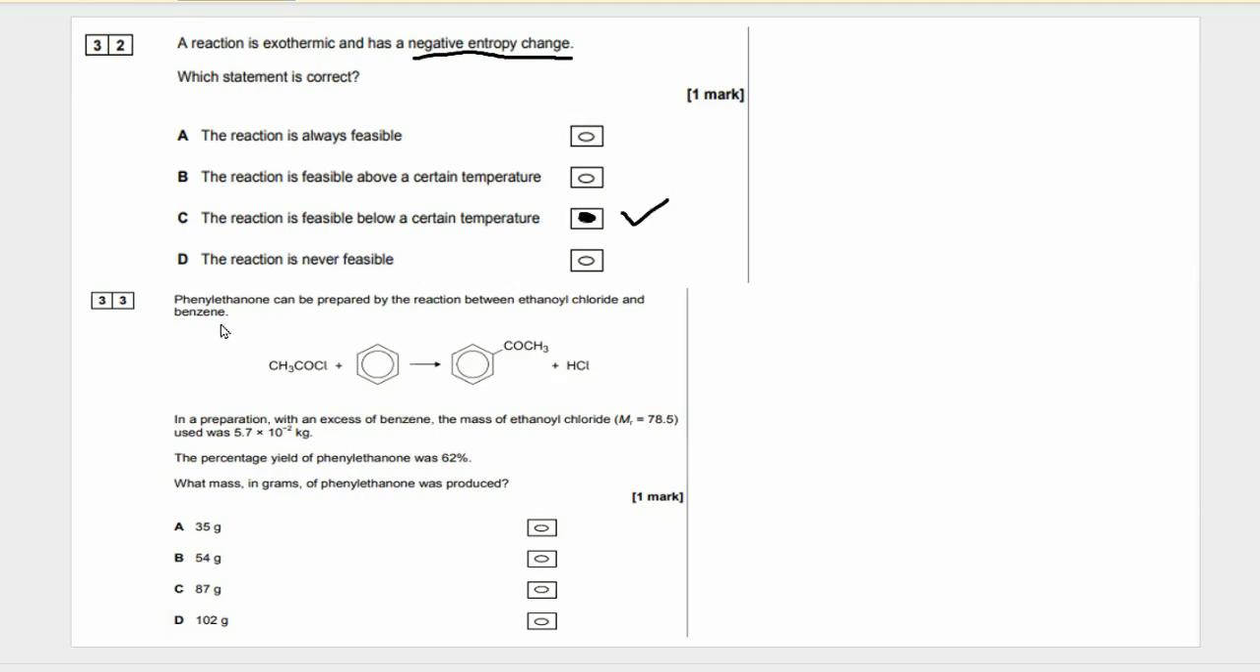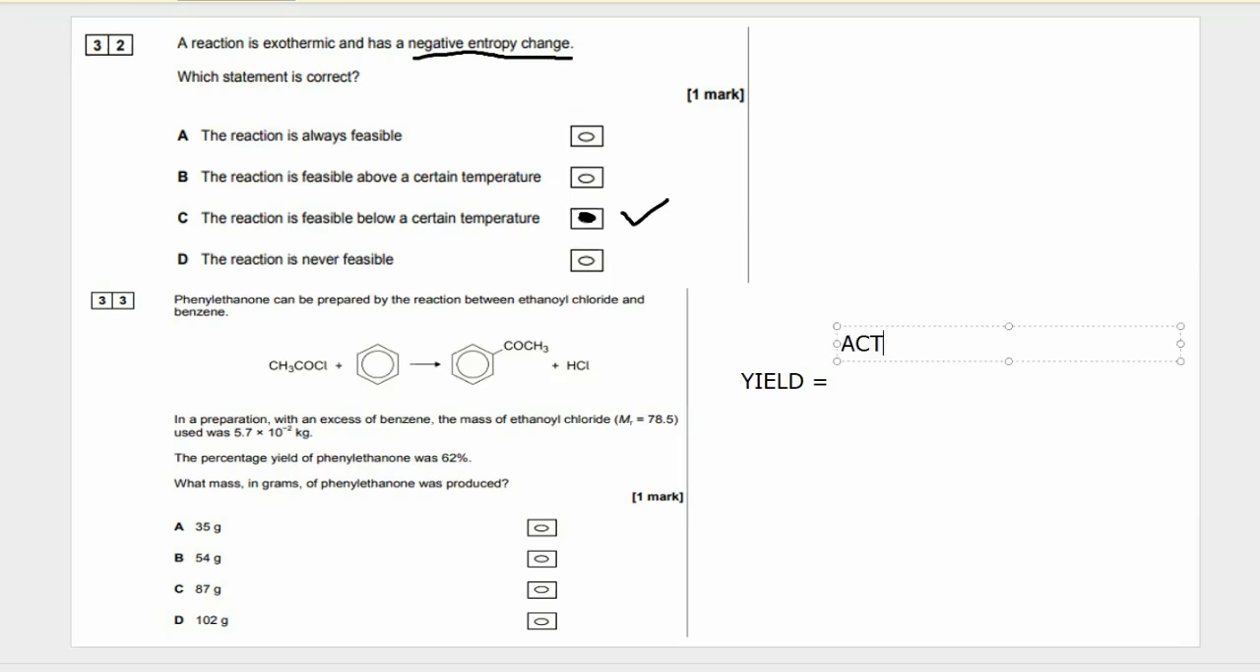And finally, is this the last question? It might be. Phenylethanone can be prepared by the reaction between ethanoyl chloride and benzene. Ethanoyl chloride in this reaction is on the left. There's the benzene next to it. And then on the other side of the arrow, we got the phenylethanone and hydrochloric acid. So they have given us the mass of ethanoyl chloride, and they've given us the MR of ethanoyl chloride.